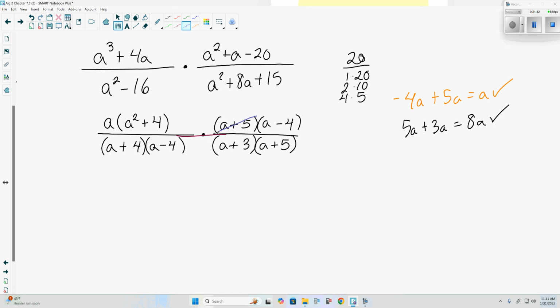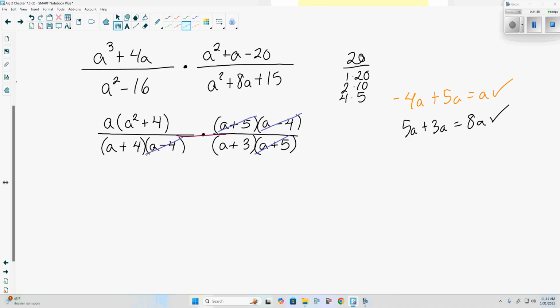And we see that a plus 5 and a plus 5, a minus 4 cancel. Does anything else cancel? No, it would be very tempting to want to simplify out that a plus 4, but the one on top is not a plus 4. It's a squared plus 4.